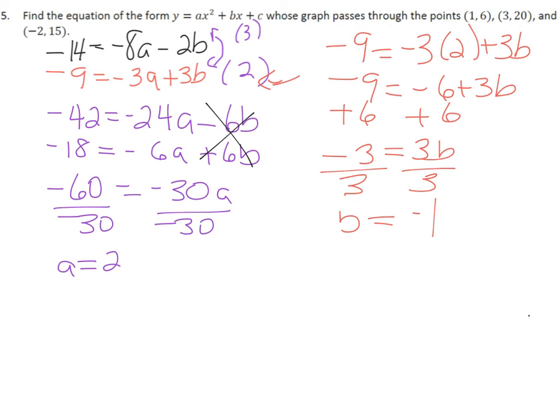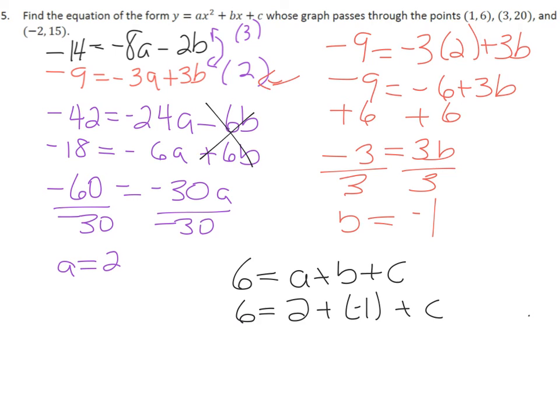So now I have my a and b, and remember the easiest equation for us to use here. One of my equations in the beginning was 6 is equal to a plus b plus c. So now that I know both my a and b, let's plug it in. I have 6 is equal to a, which is 2, plus b, which is minus 1, plus c. So 6 is going to equal 2 plus a minus 1, which would just be 1, plus c. So if I subtract the 1, I get c is equal to 5.